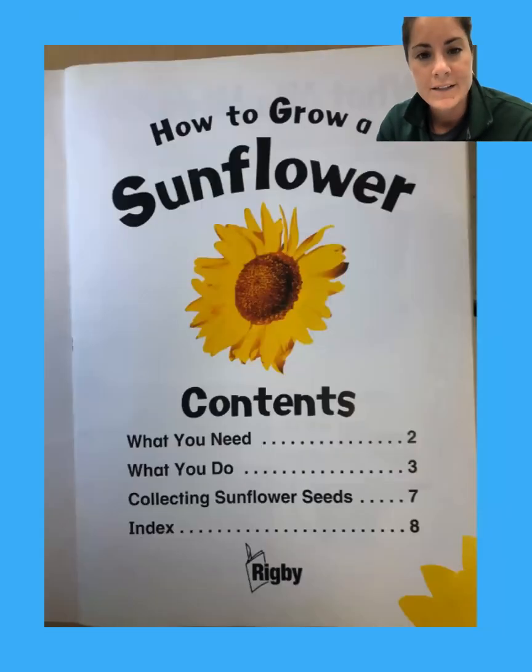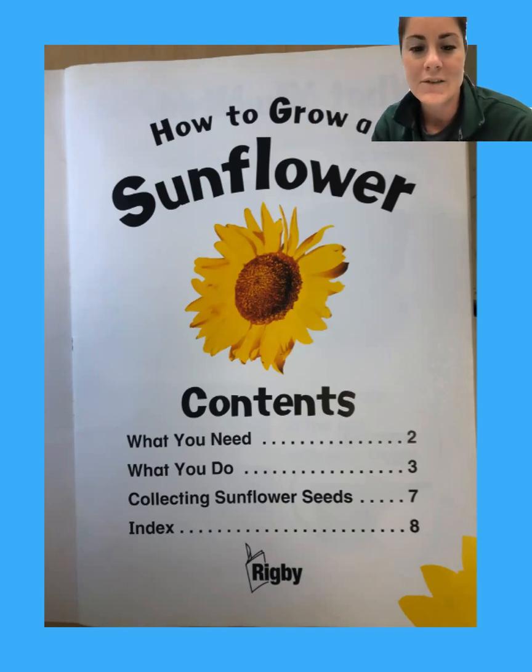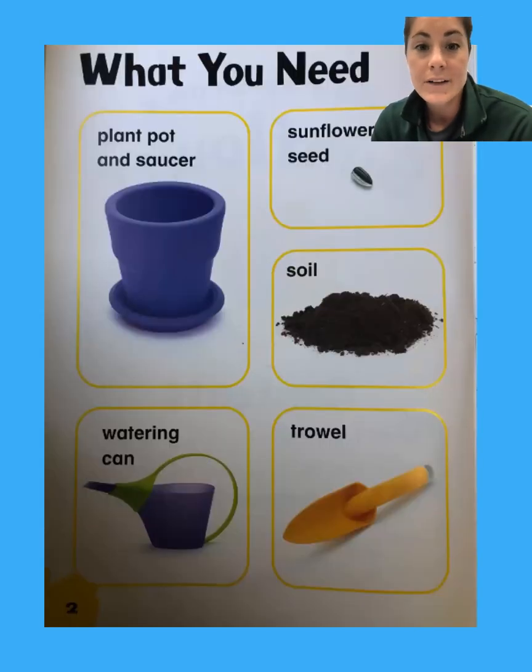Oh, they do have a table of contents. Remember, we say table of contents, but you don't see the word table, right? Sometimes they just say contents. All right, so they broke it up into 4 headings here, 4 parts. What you need, page 2. What you do, page 3. Collecting sunflower seeds, page 7. Ooh, an index. Yes, page 8.